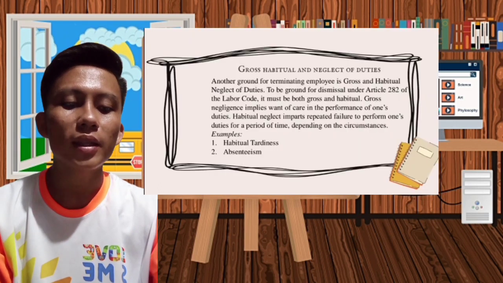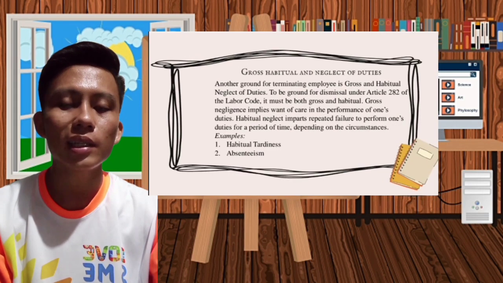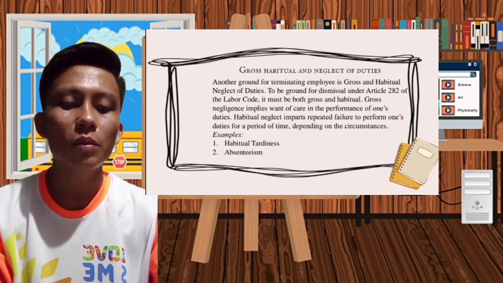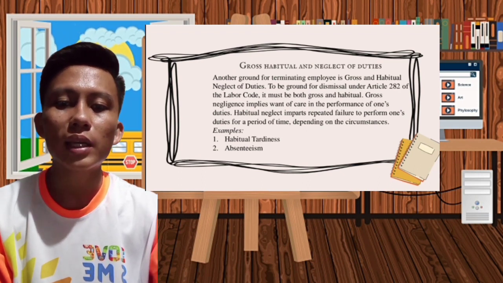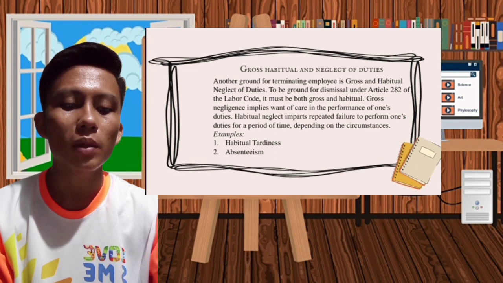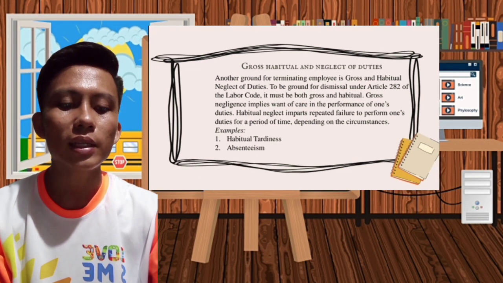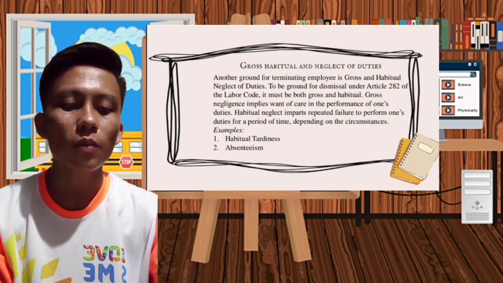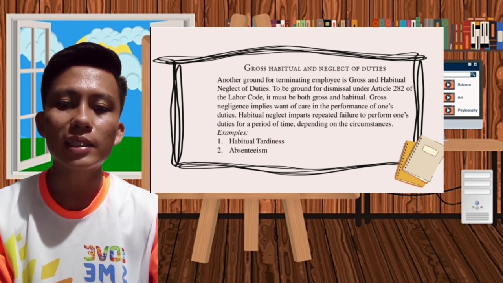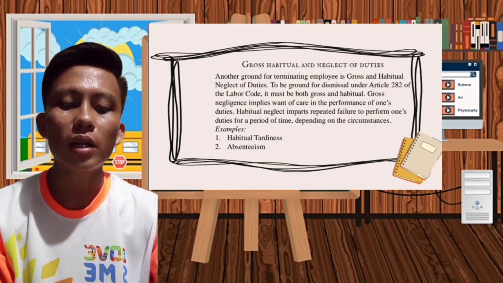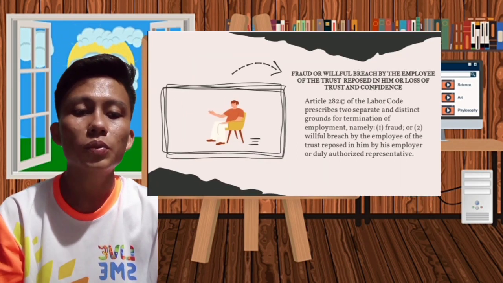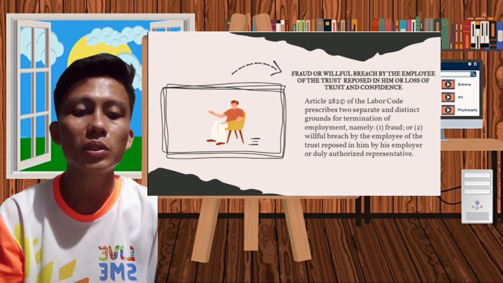Another ground for terminating an employee is gross and habitual neglect of duties. To be a ground for dismissal under Article 32 of the Labor Code, it must be both gross and habitual. Gross negligence implies want of care in the performance of one's duties. Habitual neglect imparts repeated failure to perform one's duties for a period of time, depending on the circumstances. Examples: habitual tardiness, absenteeism.